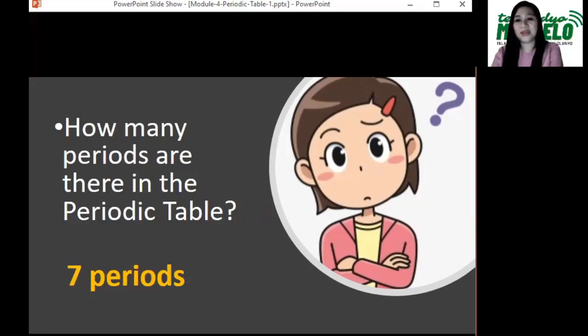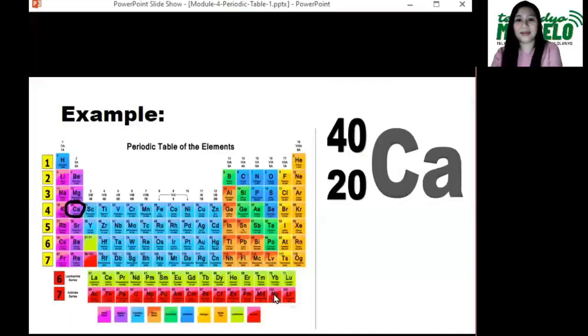Now, let us have some examples. Again, be sure that you have with you your periodic table of elements. Let's start. The element calcium with a symbol of Ca has an atomic number of 20 and an atomic mass of 40. To what period does the element calcium belong? Type your answer in the comment box. Very good. It belongs to period 4.